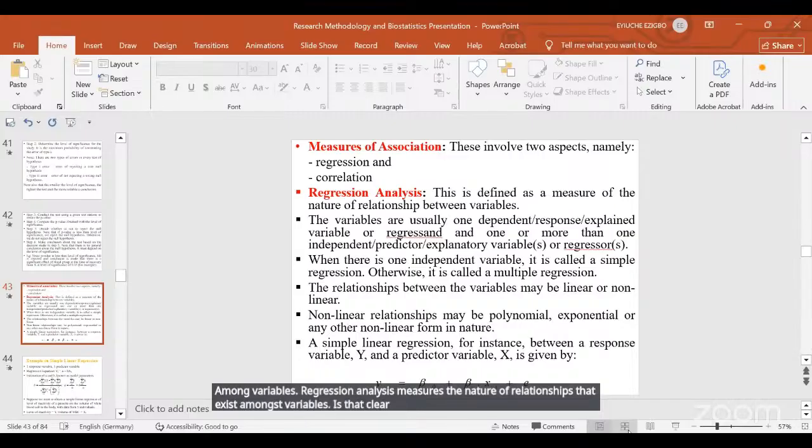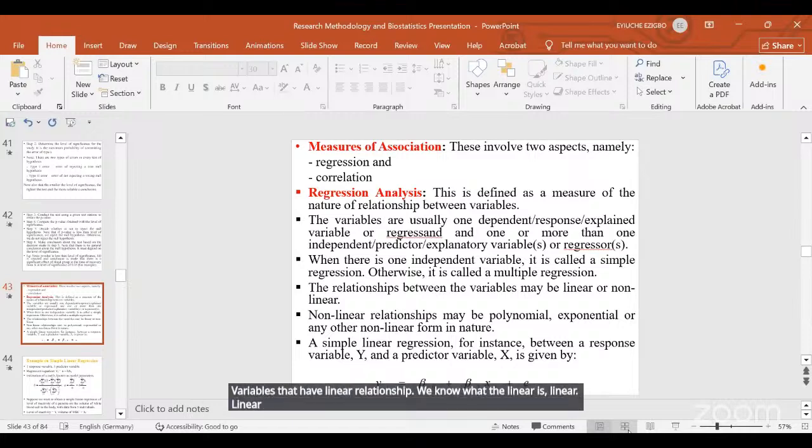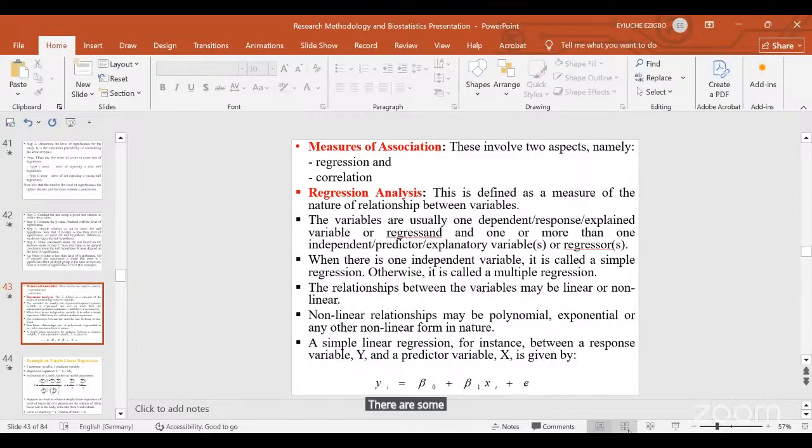There are certain variables that have linear relationship. We know what a linear is. Linear is a straight line. There are some variables that have a straight line relationship, while there are some variables that have non-straight line relationship, like a curved relationship. Is that clear? Good.